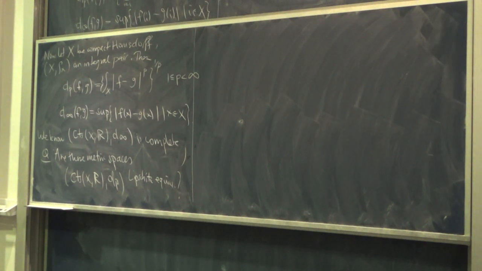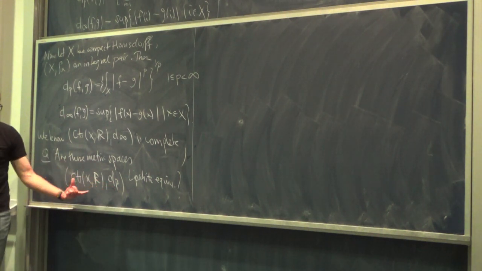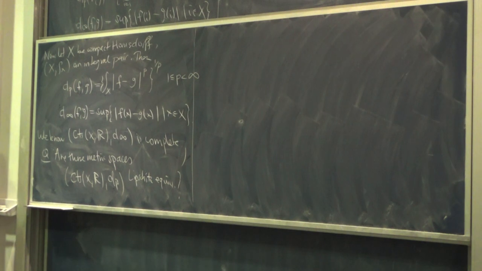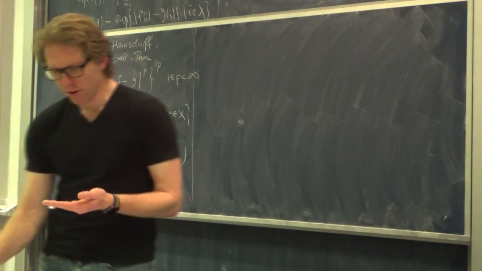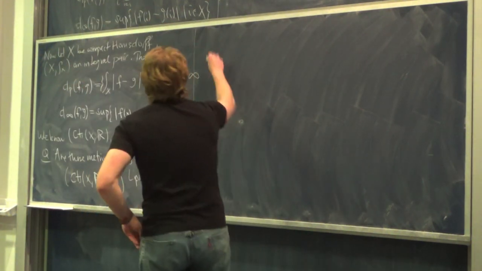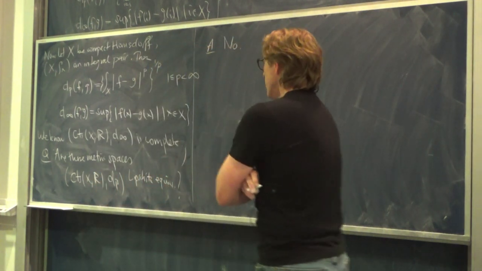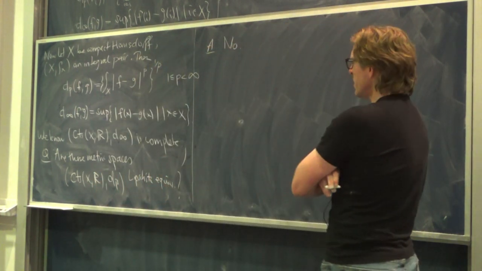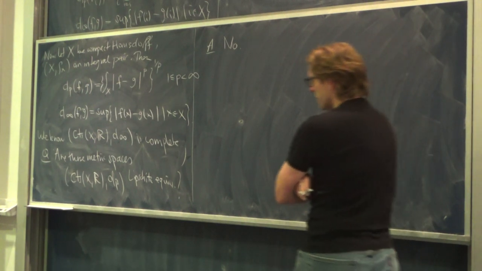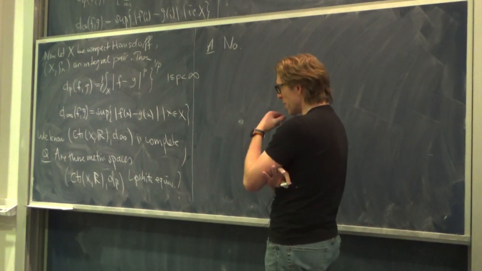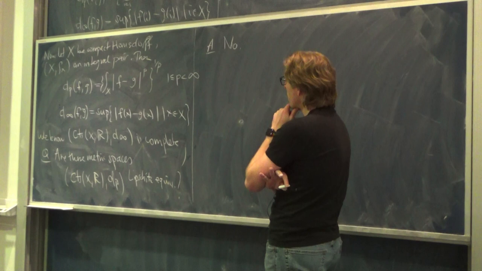Pick two different values of P. Are the resulting metrics Lipschitz equivalent or not? Well, you might hope the answer is yes. No. Outside the case where it's finite, you don't expect that to be the case. So I'll give an example in a minute of why they're not Lipschitz equivalent.